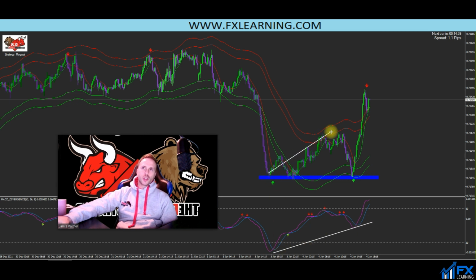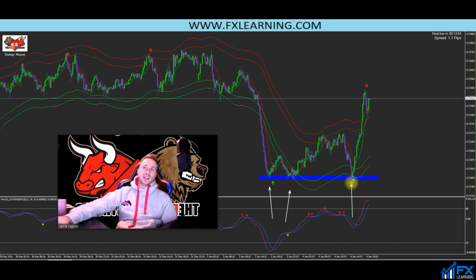So you've got this nice little double bottom pattern here. It actually is a nice little W-shaped pattern, you can see here. And then we have nice little divergences on the RSI, on the MACD and RSI there. That there is a beautiful buy off a support line. In fact, we've actually got a triple touch of this support line. We've got a touch there, a touch there, and again, a touch there.